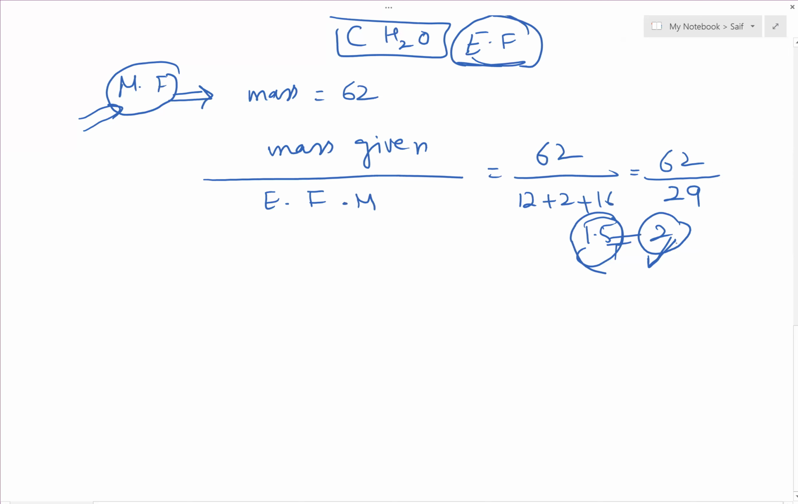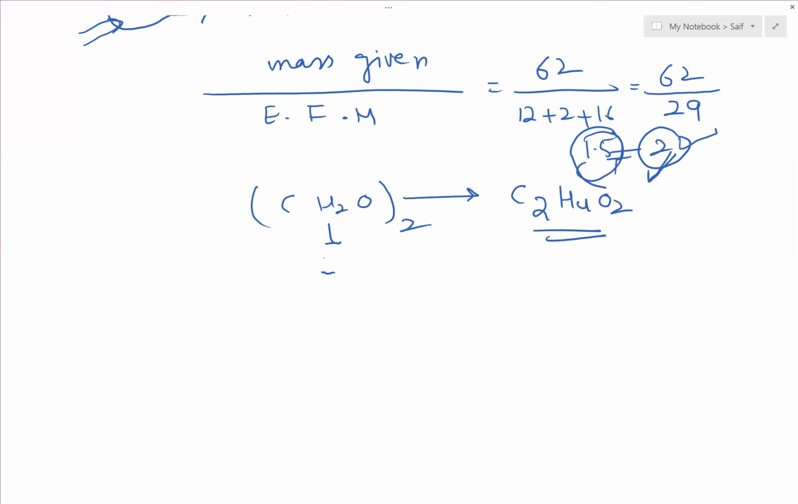So what are we going to do? We are going to pick this 2 and multiply it with the empirical formula which we have. That means you will now have the formula as C2H4O2. This will be considered as your molecular formula. So did you get it?